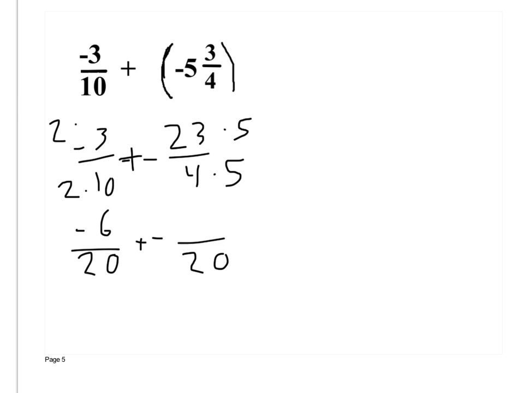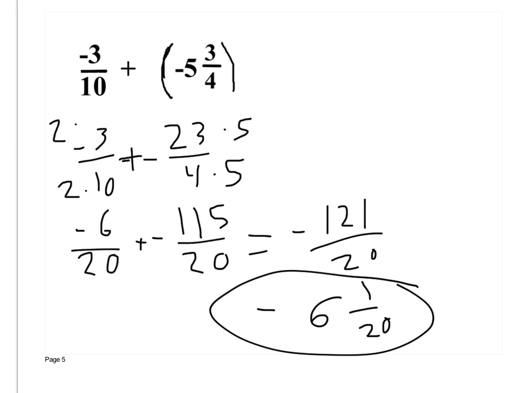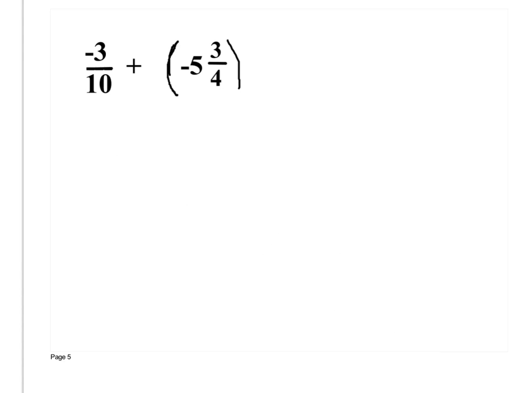Okay, so 23 times 5 is 115. Then I add those. Since they're both negative, my answer has to be negative. It's 121 over 20. All right. 20 goes into 121 6 times, sorry, 6 times with 1 left over, and my answer is negative, so negative 6 and 1/20. Everybody agree? Okay, I will show you how to do it without making improper fractions, just to show you it can be done, but this is not what I prefer.